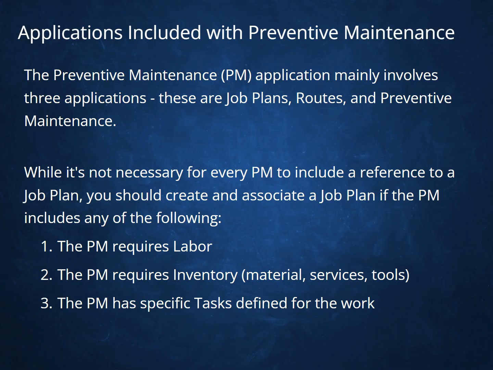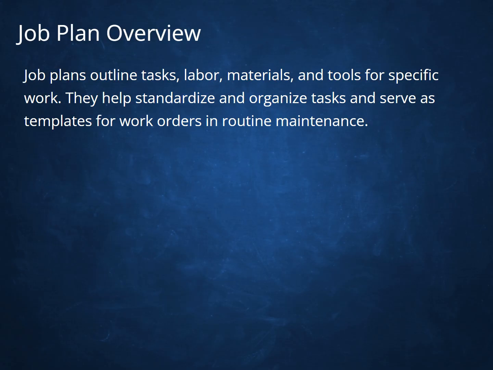1. The PM requires labor. 2. The PM requires inventory, material, services, tools. 3. The PM has specific tasks defined for the work. Job plan overview. Job plans outline tasks, labor, materials, and tools for specific work. They help standardize and organize tasks and serve as templates for work orders in routine maintenance.